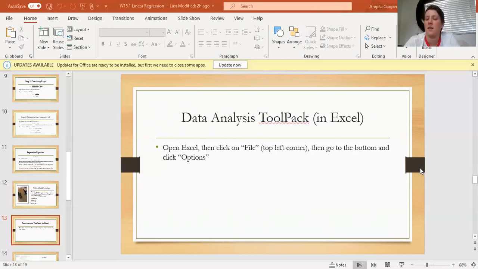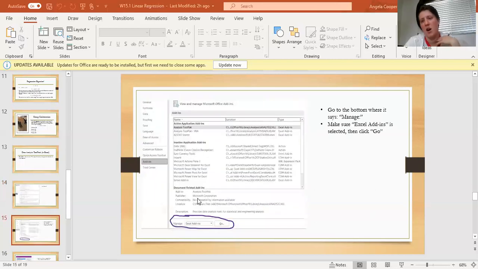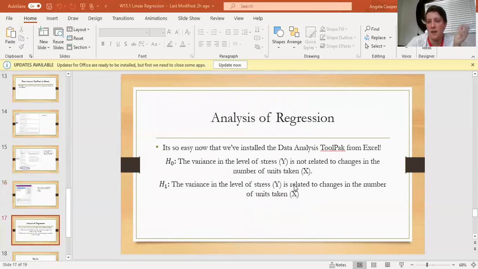You're going to open up Excel, click on File in the top left corner, and go to the bottom where it says Options. Then click Add-ins. Once you've done that, click on the bottom where it says Manage, and it's going to say Excel Add-ins. Make sure that is selected and click Go. From there, check the Analysis ToolPak and the Analysis ToolPak VBA, then click OK. And boom, you've just added the Data Analysis ToolPak.